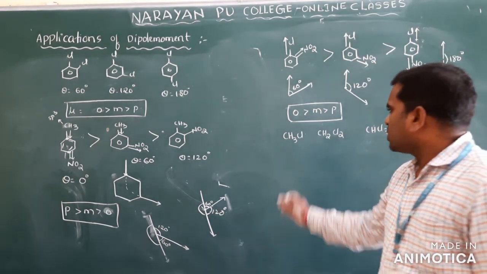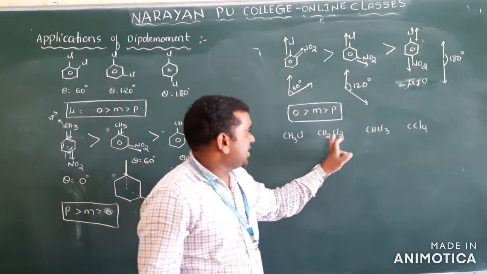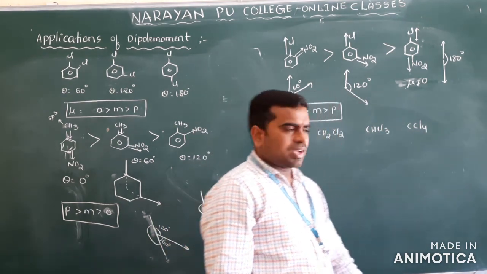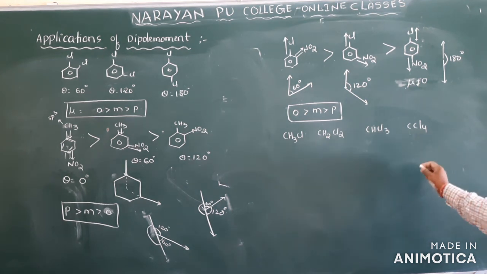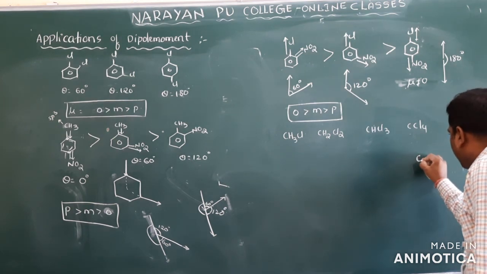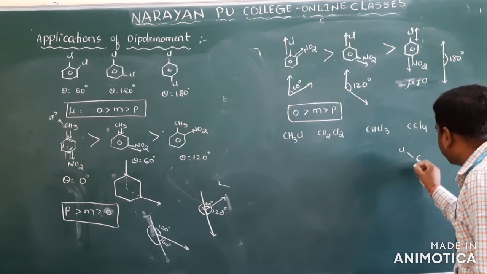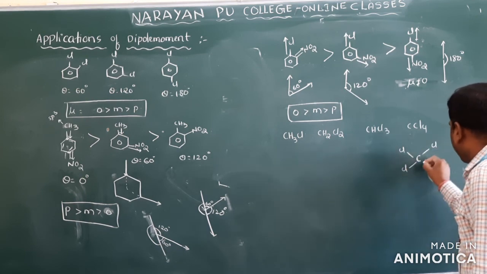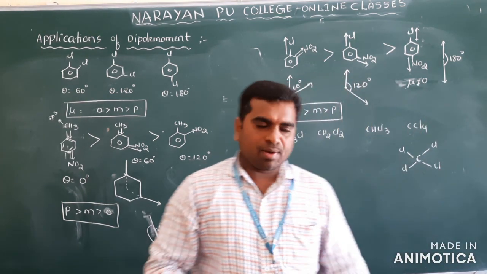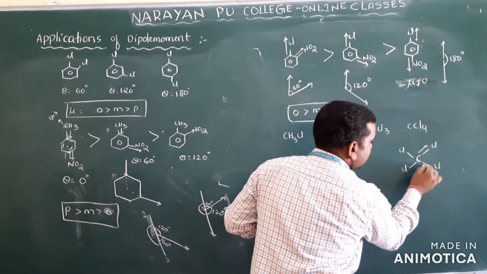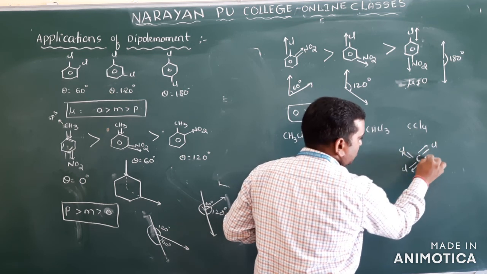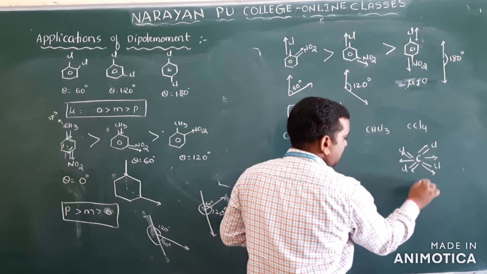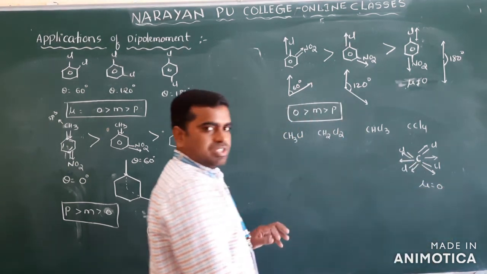So the last example: CH3Cl, CH2Cl2, CHCl3 and CCl4. Clear? And you already know for CCl4 the dipole moment will be 0. Why? I will write it in a simple way, 3-dimensional. I will take Cl here, Cl, and chlorine, and here chlorine. Clear? So what is the dipole moment direction? This is the dipole moment direction, and this, and this. What will be the resultant of these two? This is. What is the resultant of these two? This is. Dipole moment will be 0.